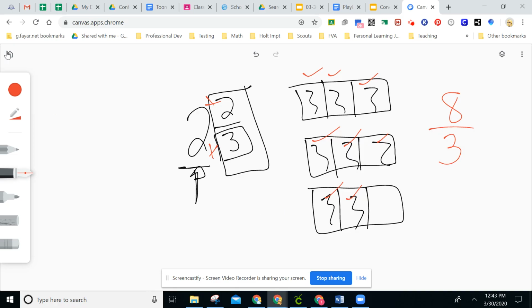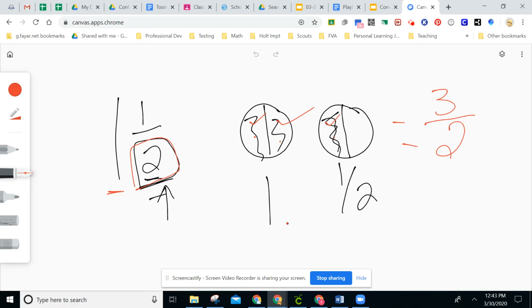In this other example, when we did the 1 1/2 right here, I know that I have 1 whole times those 2 pieces right there. So 1 times 2 is 2. Plus this 1 that I have left over. So 3 out of 2 pieces. So there is a way to kind of reason your way through it, as well as drawing the model.